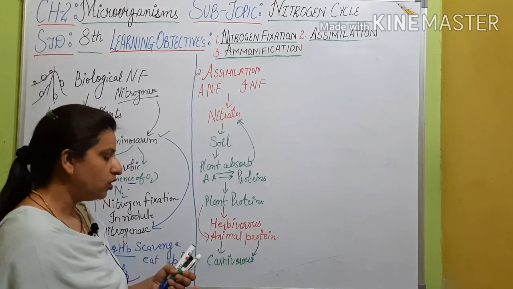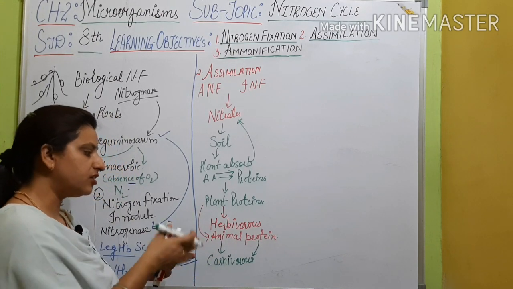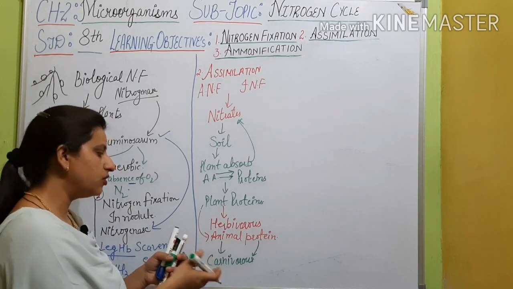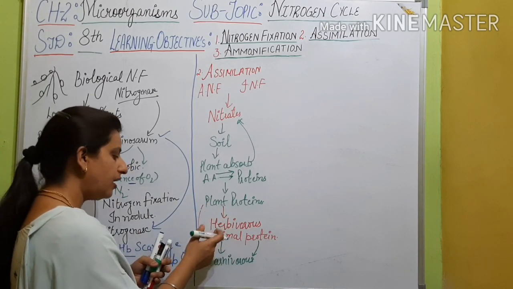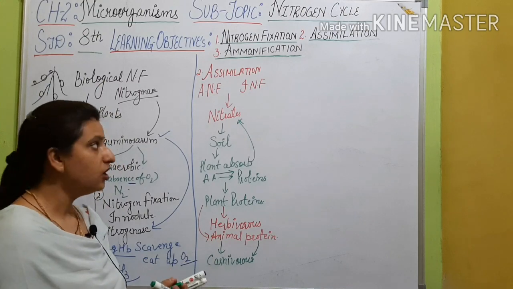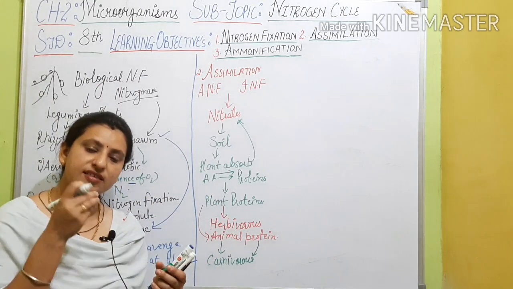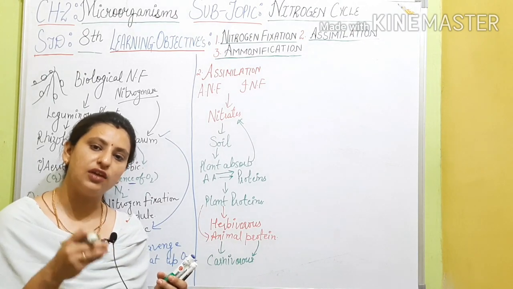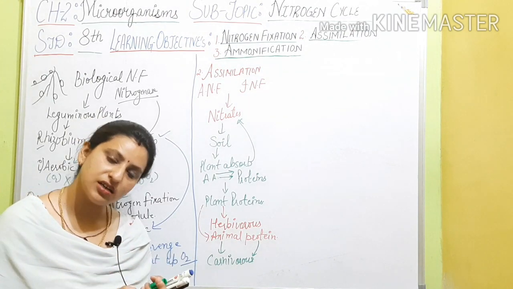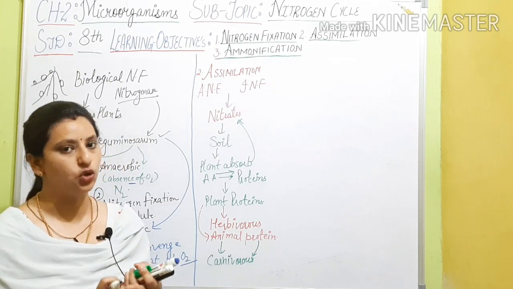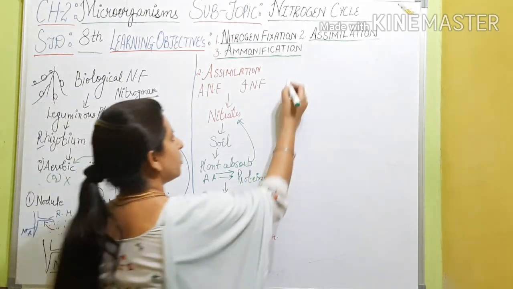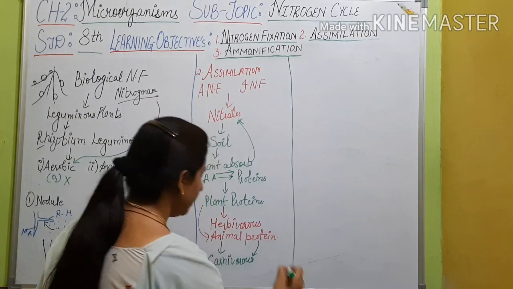And also if we take into consideration, humans are also there. Humans also have plant protein and animal protein in their body. So like this, the nitrogen is being assimilated in the body of living organisms, maybe it is plant, maybe animal, maybe human. So this is all about the process of assimilation.